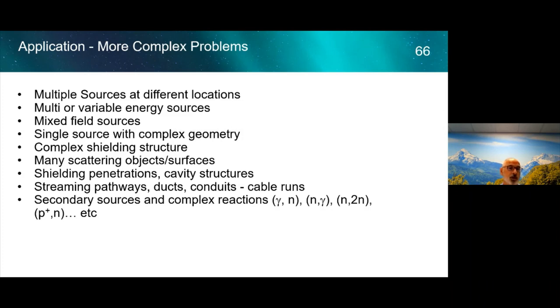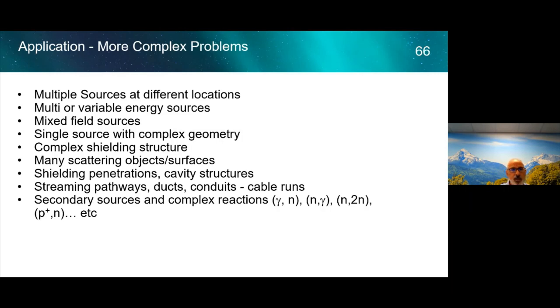So it might not just be a single shield, it might be a composite shield made out of various different materials. The actual room that you're trying to protect against might have many scattering objects and surfaces within it, which are arranged in a complex manner. Almost all shielding structures will have some degrees of penetrations in them. Cavity structures as well. There might be streaming pathways like ducts, conduits, cable runs, that sort of thing. Or your source might generate secondary sources through a variety of complex interactions, producing neutrons or even protons.